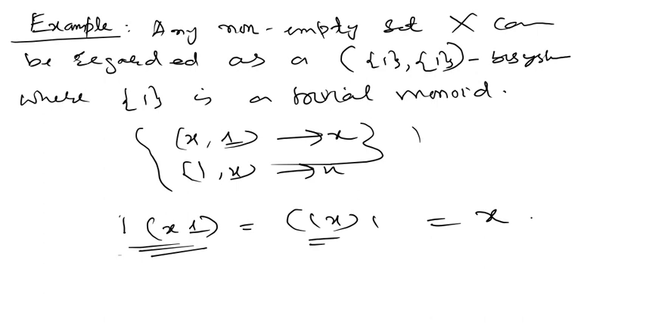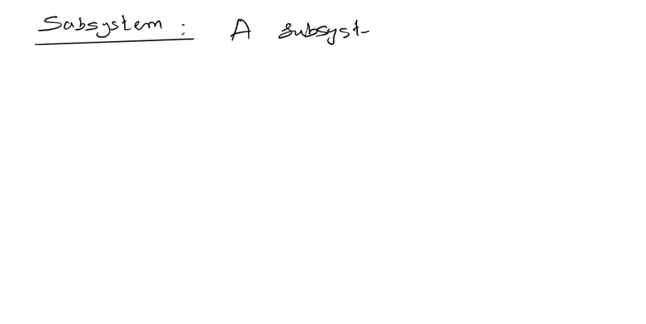तो इसी तरह से हम सब सिस्टम को डिफाइन कर सकते हैं. You can define subsystem, जैसे सब स्पेस, सब वेक्टर स्पेस को डिफाइन करते हैं, वैसे सब सिस्टम हम डिफाइन करेंगे. A subsystem of a left S system is a subset Y of X.